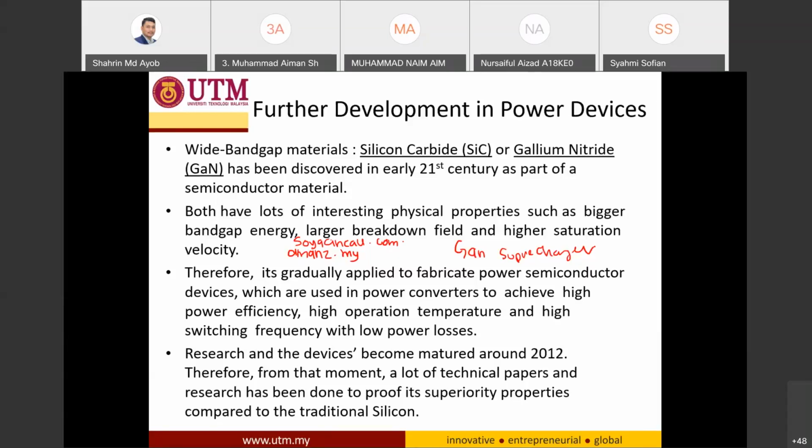Because usually the charging rate depends on the current that you can supply to the battery. So the rate of the charge depends on how large the current can flow through the battery. To get the current higher, you need a transistor that is capable of making the current flow very high, okay, semasa dia turn on kan?